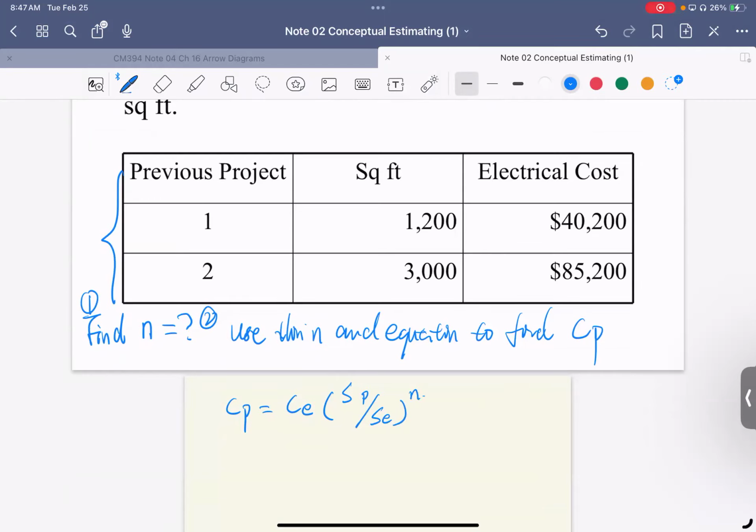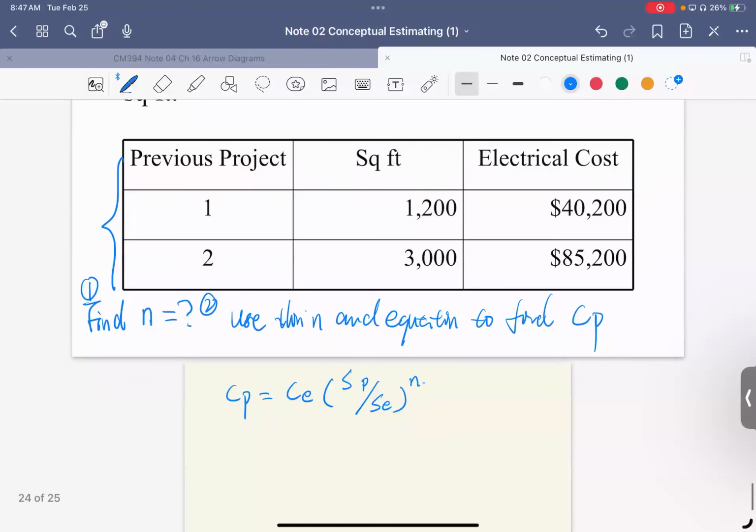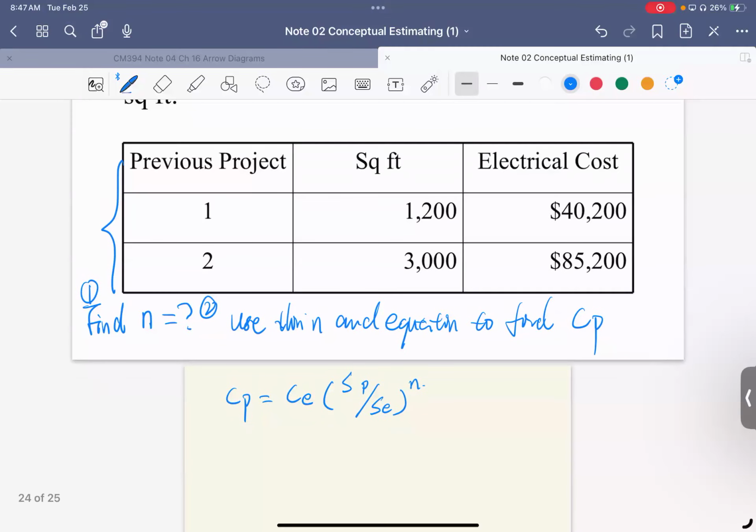So we have two projects here. We have a table giving you two projects. The first one is, this is its capacity, right? So one is 1,200, one is 3,000. And then the cost for project one is 40,200 and for the other is 85,200, right?